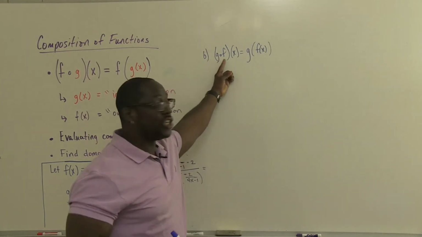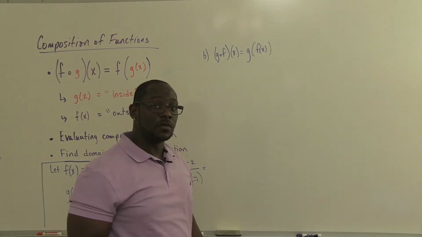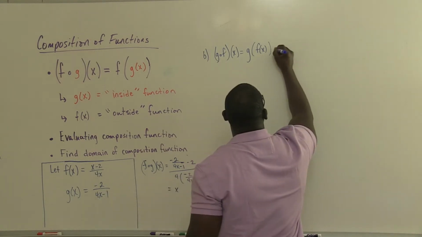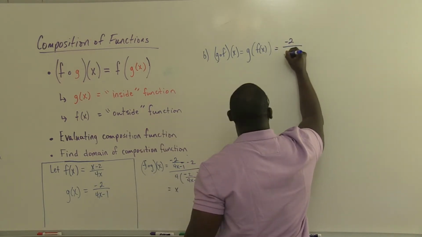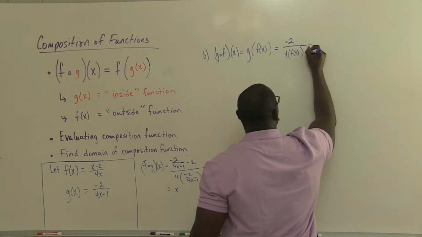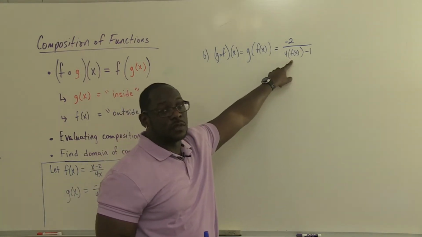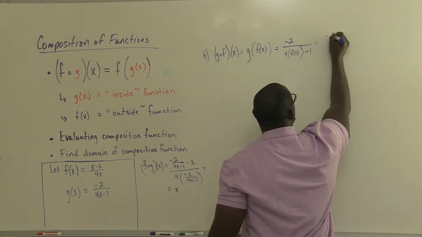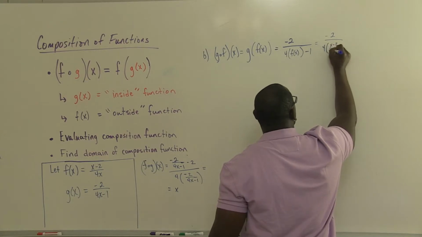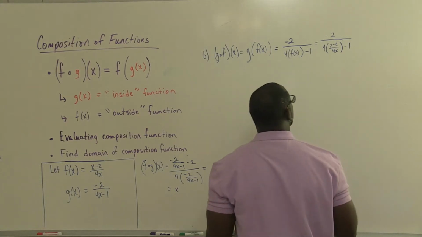So we see that we have g of f of x. Now we're going to take f and stuff it into g everywhere we see x in the function g. So if we look here, this will be -2 divided by 4 times f of x minus 1. Okay? And now we're going to write explicitly what f of x is. And f of x, we know, is x minus 2 divided by 4x minus 1.